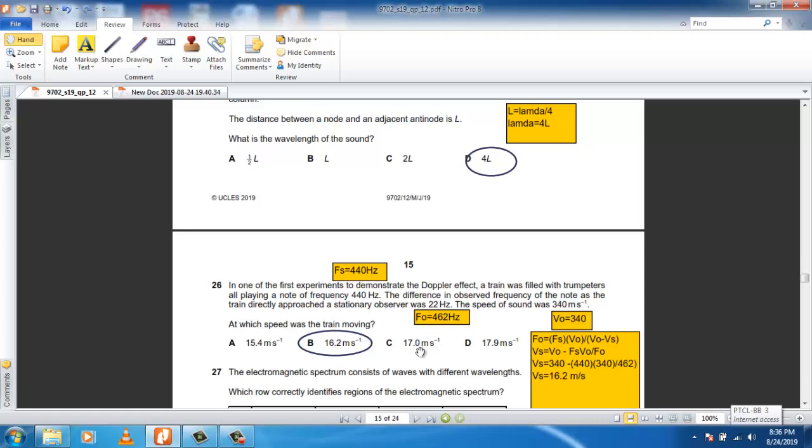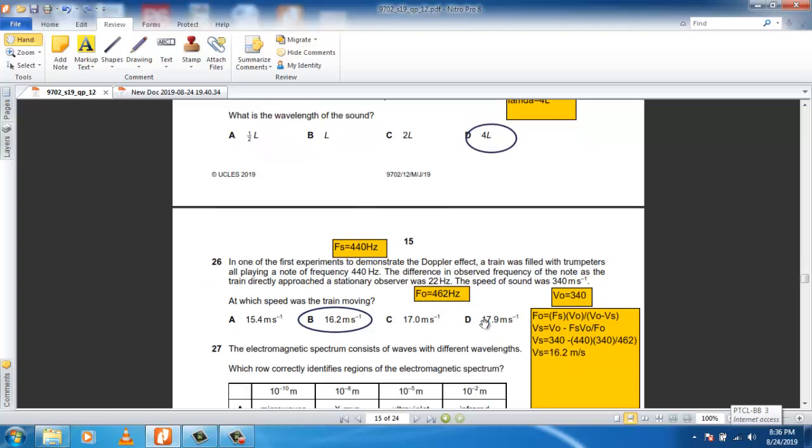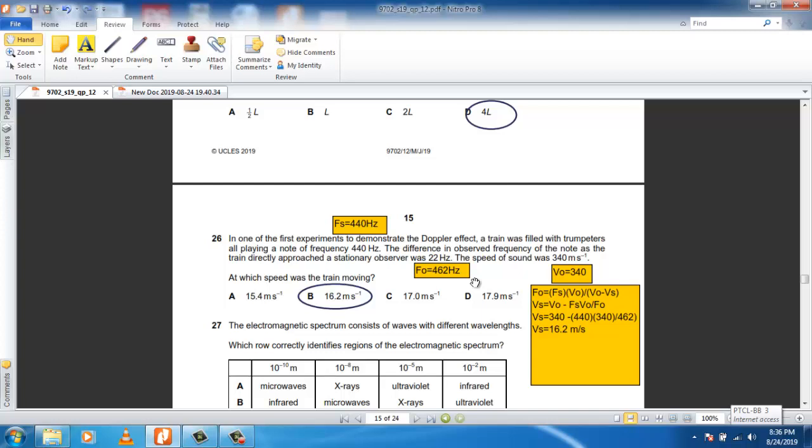So he is basically asking for source velocity. We are given the source frequency. We are given the observer velocity. We are given the difference in frequency, so we can add them up. We know it's approaching, so the frequencies would add up. So observed frequency becomes 462, 440 plus 22, it's 462 Hertz. Just plug in the values and find Vs. So Vs is 16.2. This formula is also given in the formula sheet at the start of the paper.